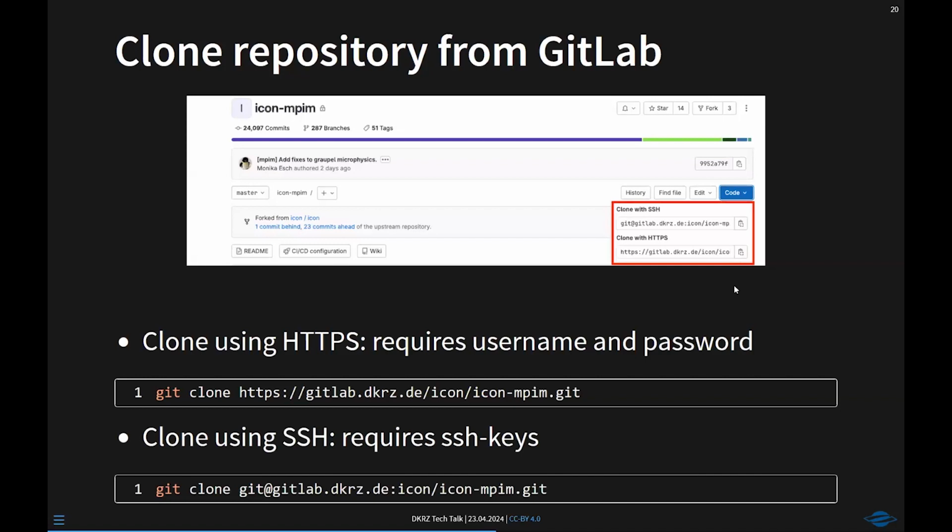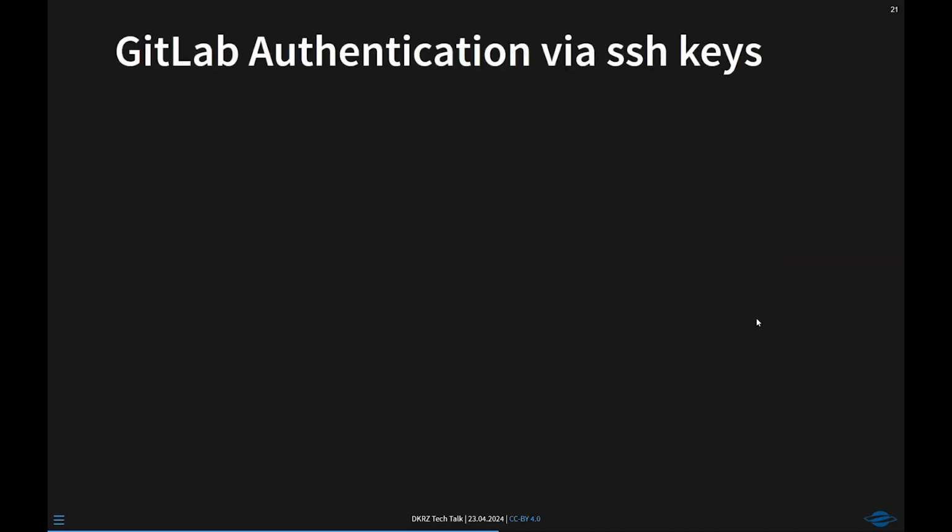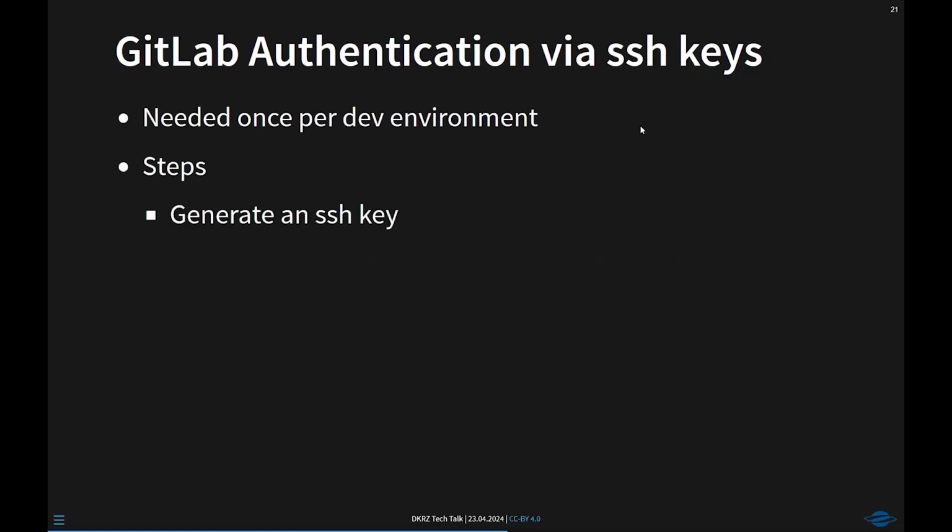The better way is to do the cloning using SSH, which would require SSH keys for extra security, of course. And there, GitLab needs to be authenticated via these SSH keys. But it's good that it needs to be done only once per development environment, so for a particular computer, you do it once. For that, the steps are that first we need to generate a local SSH key, which could be of different types. That doesn't matter. And once you generate this SSH key, it is always beneficial to put a passphrase for better security.